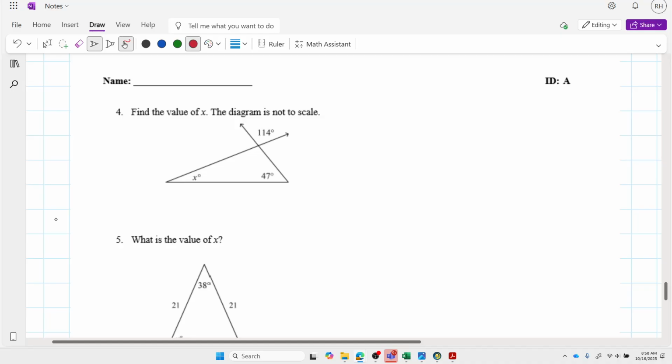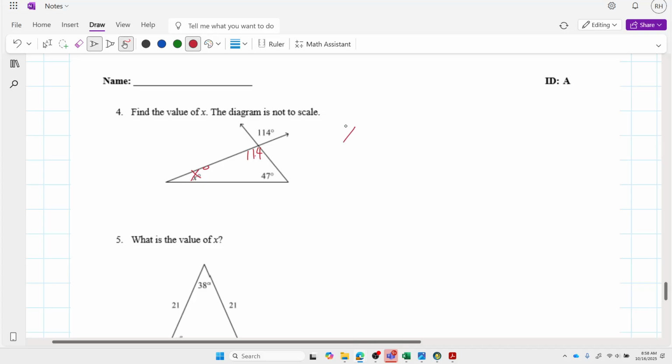In problem number 4, you're asked to find the value of x again. The diagram is not to scale. All right, the x is down here. So look up top first where the 114 is. And the 114, see the angle right below it? Aren't those vertical angles? They're formed by the intersection of two lines or two segments. So this angle inside the triangle is also 114.